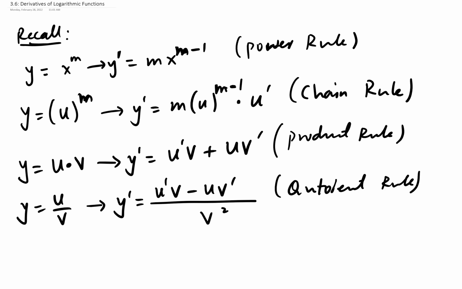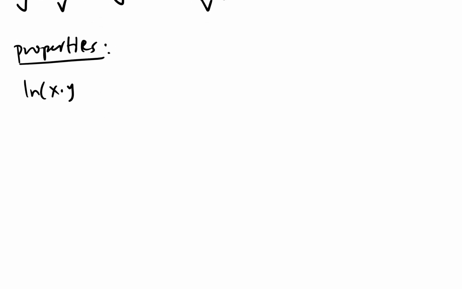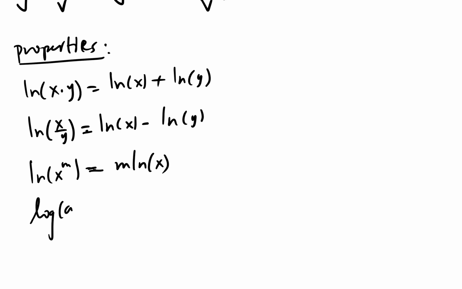And the other thing we need to recall is some properties of logarithms. Natural log of x times y is natural log of x plus natural log of y. And natural log of x over y is natural log of x minus natural log of y. And natural log of x to the m. All this came from algebra, and we reviewed them the first 2 weeks of classes. Log of a base b, you can use the change of base formula: ln of a over ln of b.